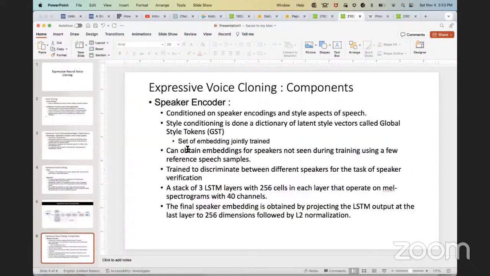Let's take a look here. The speaker encoder is conditioned on those styles, the aspects of the speech that we talked about. And it uses something called the global style tokens. So this is a dictionary of these latent styles, and it uses that to train itself.